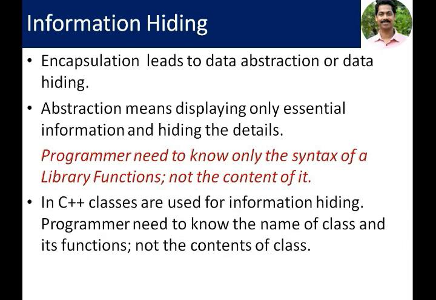In C++, classes are used for information hiding. The programmer needs to know the name of the class and its functions, not the contents of the class. When we are defining classes, the programmer does not need to know the body of the class. He needs only the variables and functions of that class.